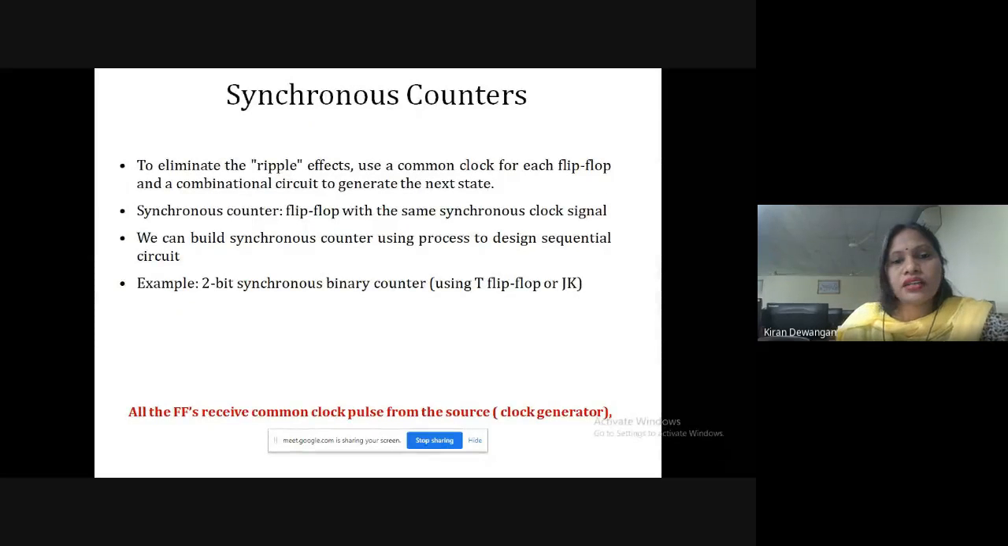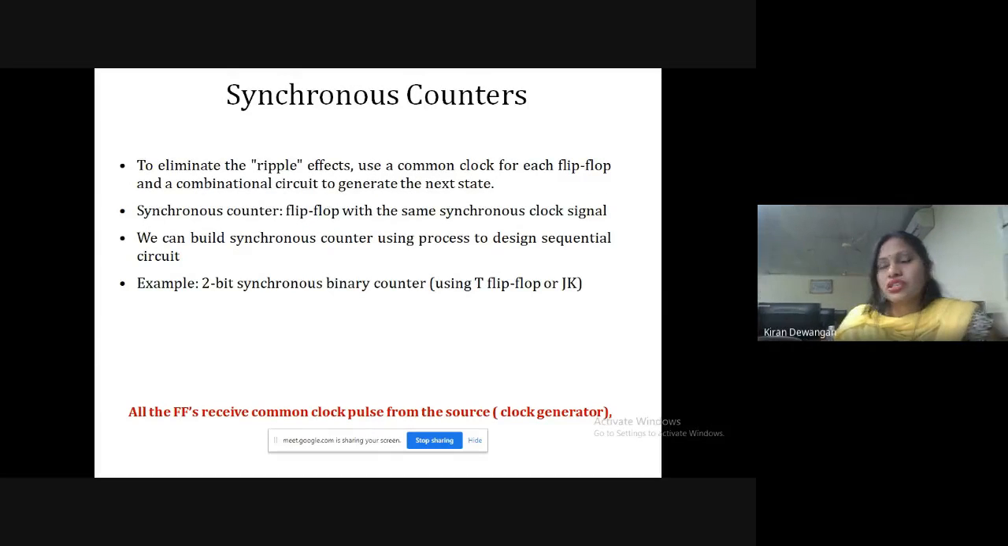Now let's start with the synchronous counters. Now in synchronous counters, as I've already said, what happens? The clock is given simultaneously to all the flip-flops. Ripple effect is eliminated completely. We don't have any ripple effect here. We make use of a common clock for each flip-flop and a combinational circuit to generate the next state. Clear? So the common clock is given to all the flip-flops.